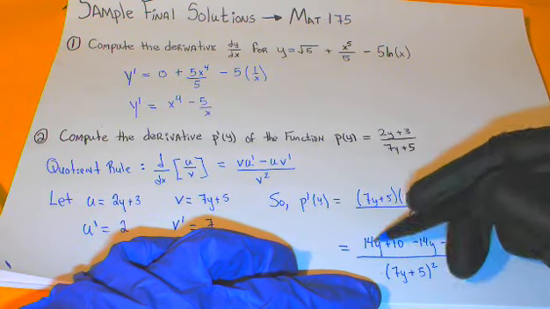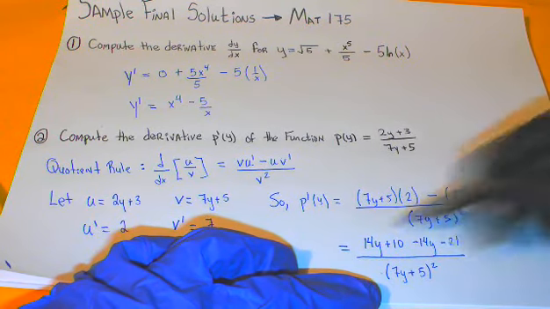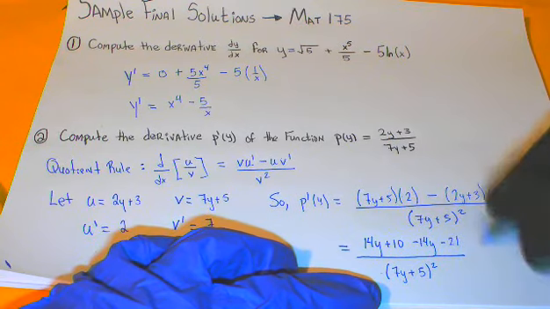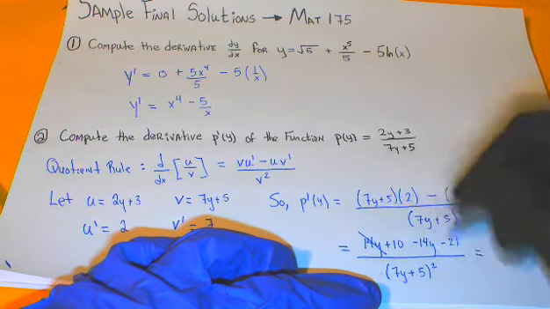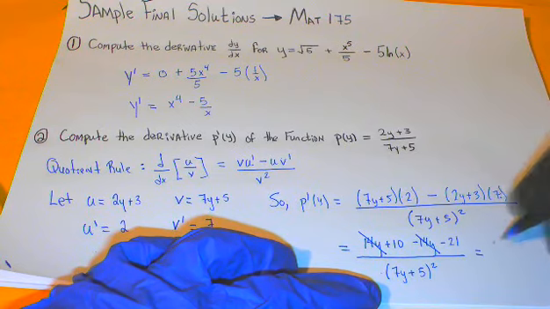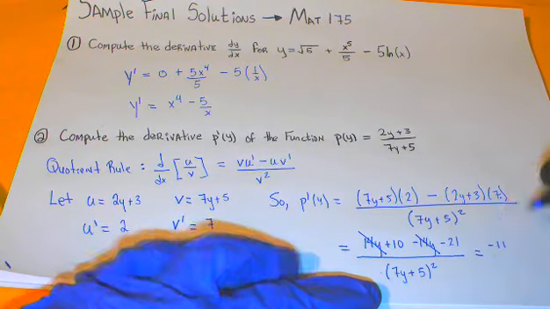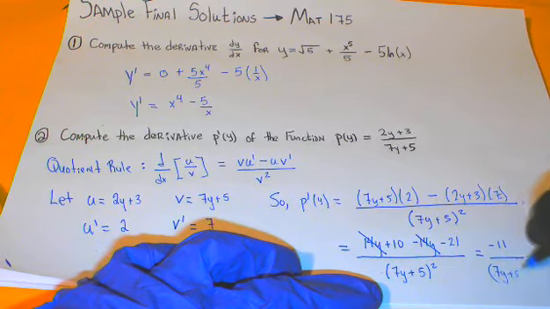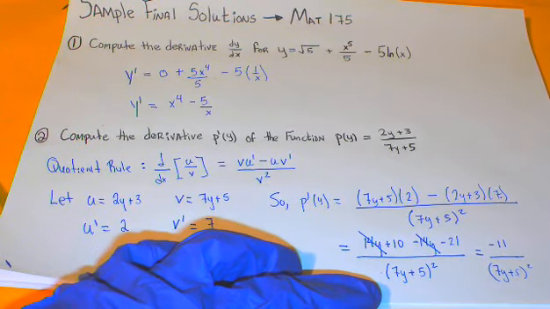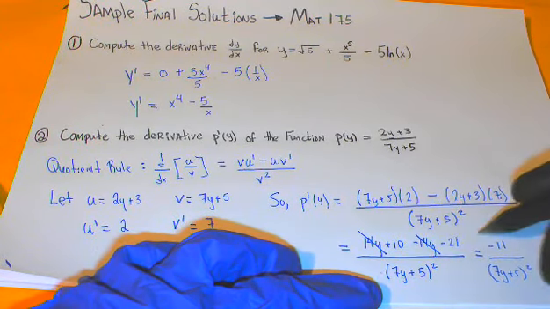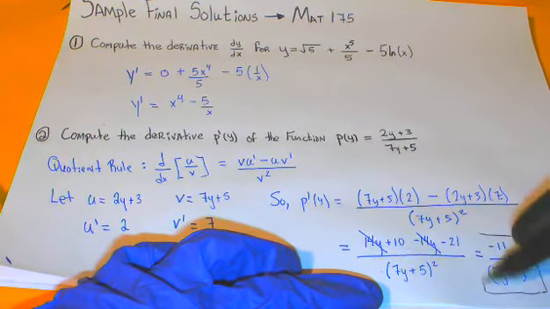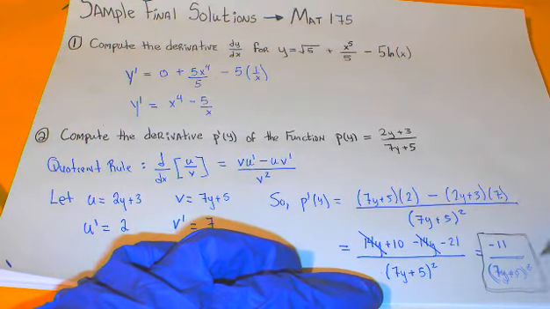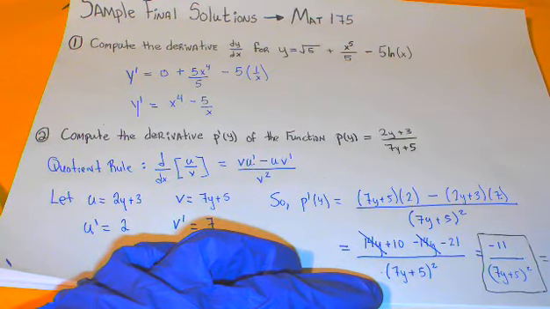And now you just simplify this. You'll see that the 14y's, because you have one positive, one negative, will just cancel each other out. 10 minus 21 is negative 11. So you're going to have negative 11 over 7y plus 5 squared. And again, that will be the derivative of p of y, your function. And that's it.